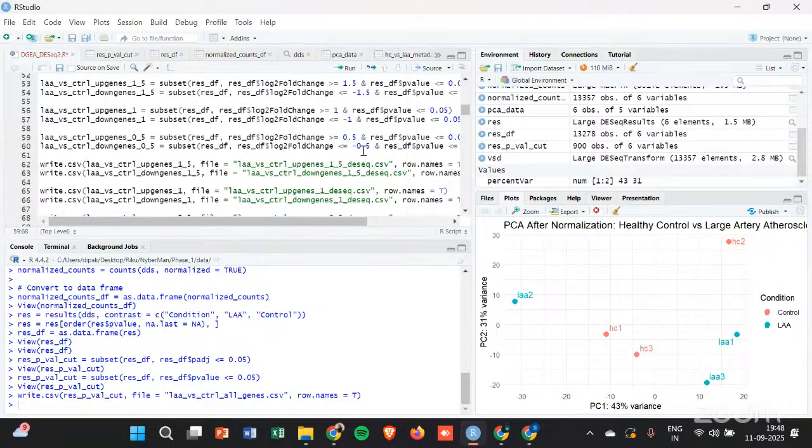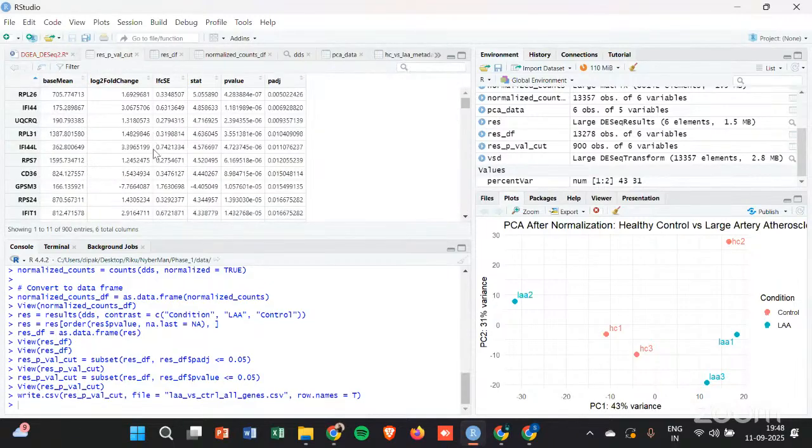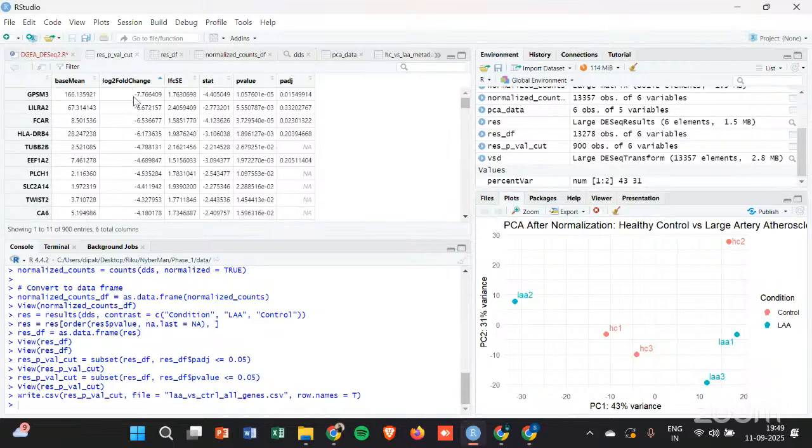Now you can see here that I have both a plus value and a minus value. So let me go here and show you what that indicates. A plus value of log2 fold change indicates that this gene is upregulated with this fold change in my condition, which is LAA, as compared to control. Minus values indicate that this gene is downregulated by this amount of fold change in my condition with respect to controls.